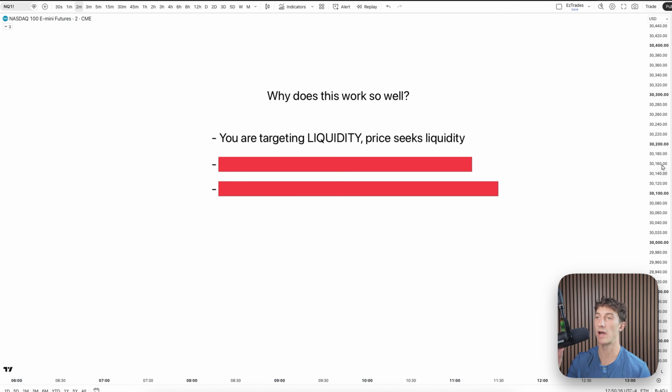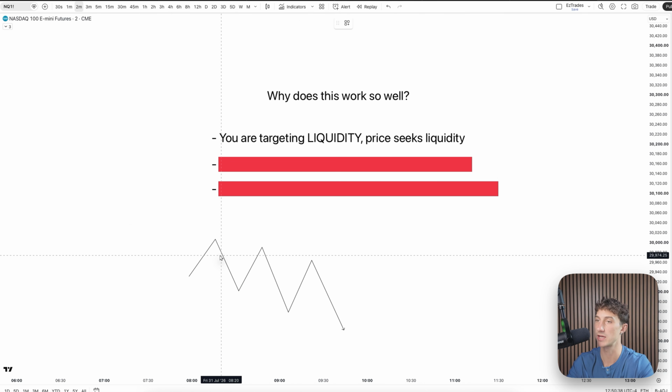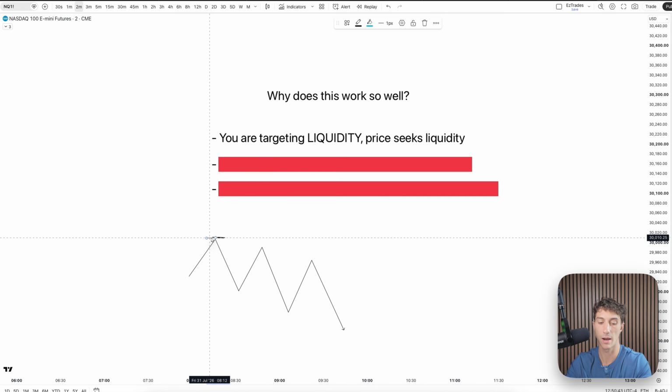Now, the main reason why this works so well is because you are targeting liquidity. And what do we know about price? Price seeks liquidity. That's how price actually moves. So when you have a series of untapped highs or lows, you are creating a pool of liquidity. Because if you think about it, when retail is going short, where are they putting their stop losses? They're putting their stop losses above the swing high.